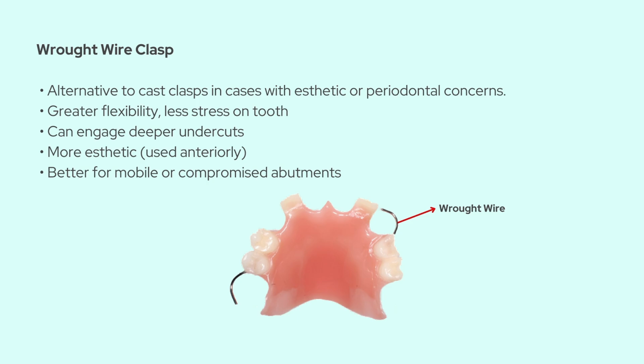Generally speaking, cast Suprabulge clasps work really well for most tooth-borne cases, but there are definitely exceptions. If aesthetics are a big concern, or if the abutment tooth is mobile or has a poor long-term outlook, we might go with a wrought wire clasp instead. Wrought wire is more flexible, which means it puts less stress on compromised teeth. It can also engage deeper undercuts, giving us a bit more freedom in where we place it. And it hides better, which is always a plus, especially when we're dealing with anterior teeth.